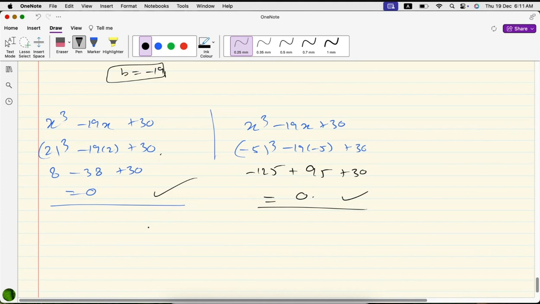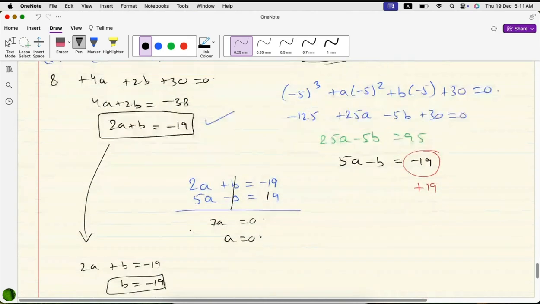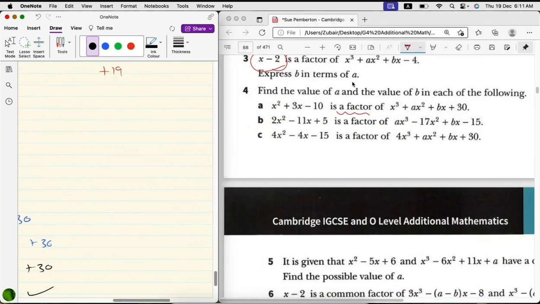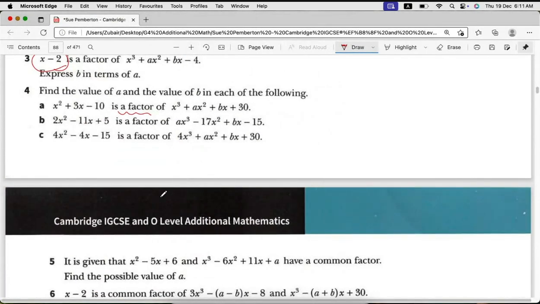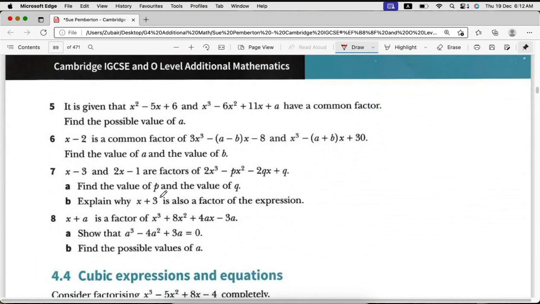Did you get it? So a is 0 and b is minus 19. Yeah, a is 0 and b is minus 19. Oh, okay. So a is 0, b is minus 19. Okay.